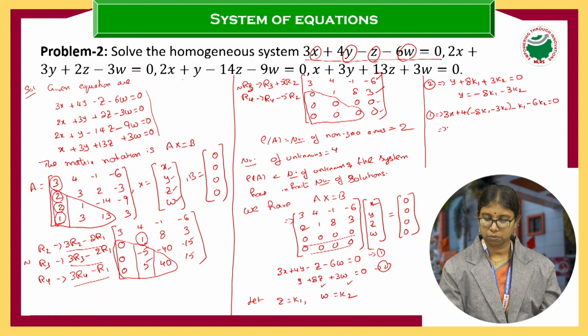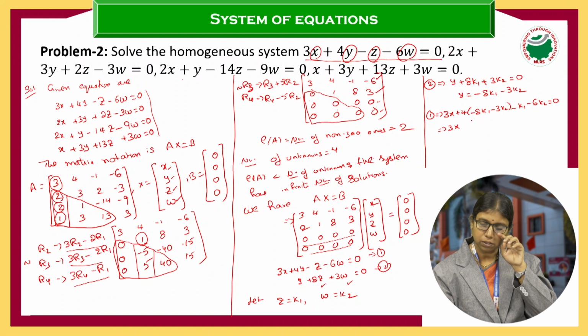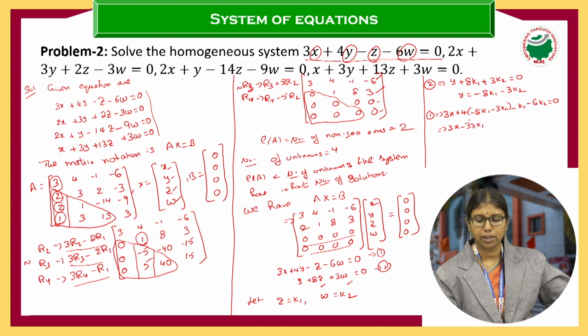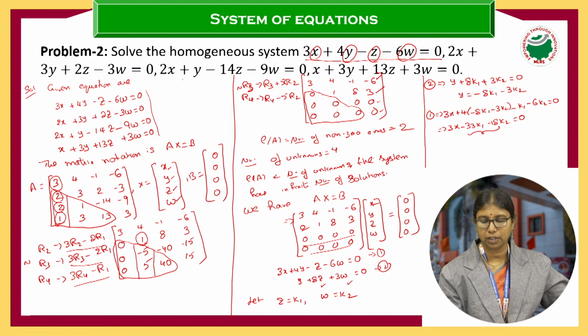So now what about this one? This is 3X. 4 8s are 32, so minus 32K1 minus K1 means minus 33K1. Next, 4 3s are 12, minus 12 minus 6 means minus 18K2, equal to 0. Now take these two values to the right hand side and divide the total equation by 3. Then you will get X as 11K1 plus 6K2.